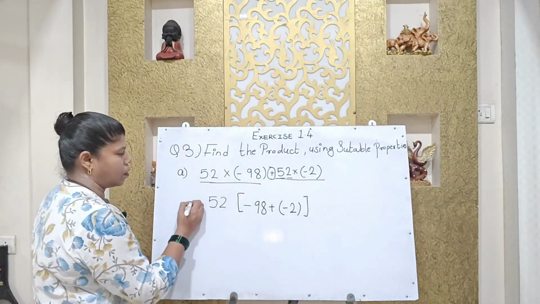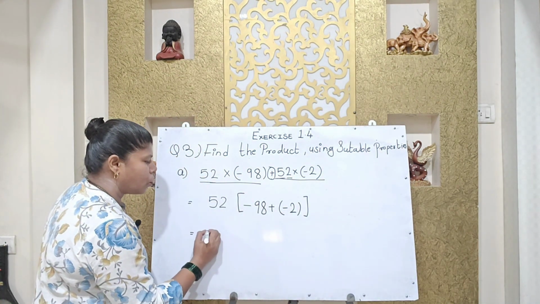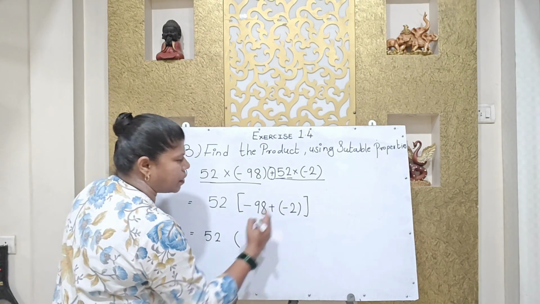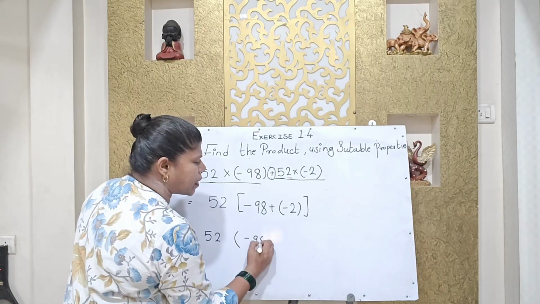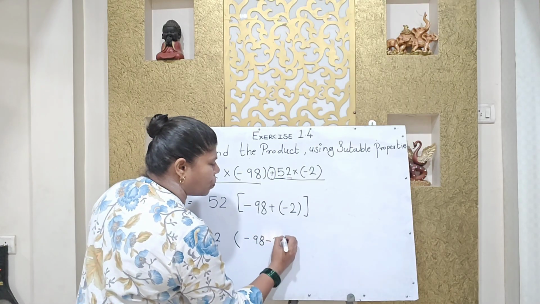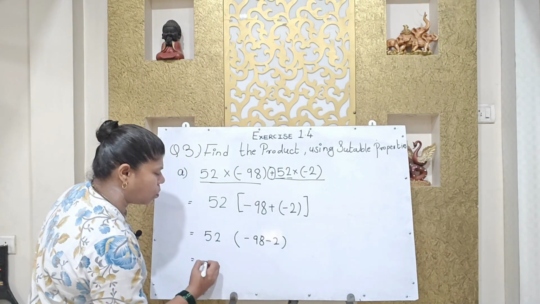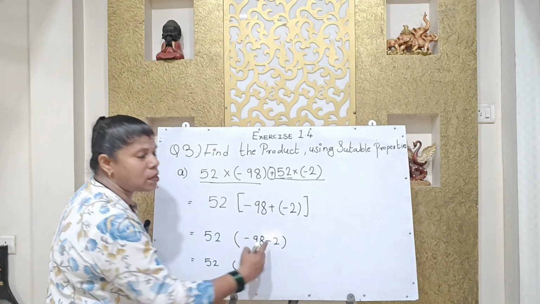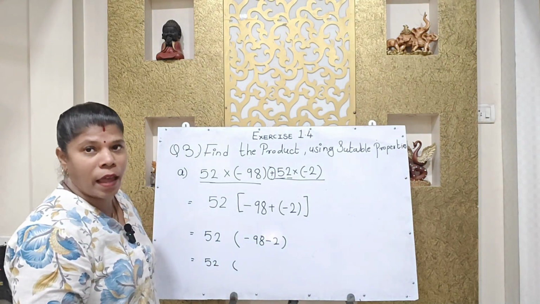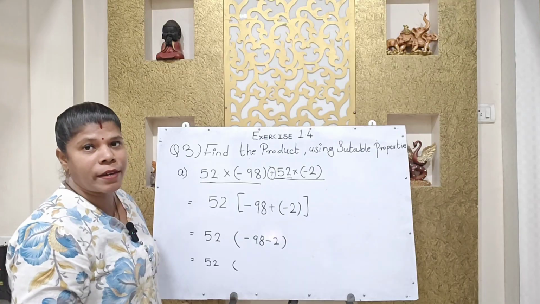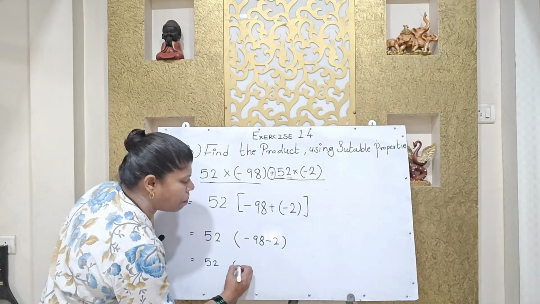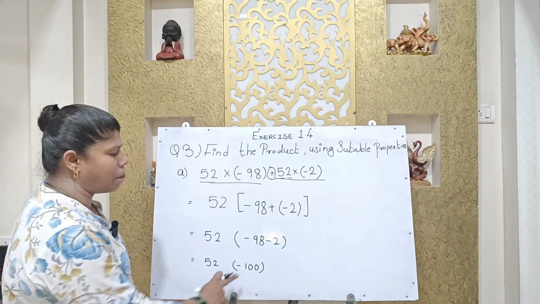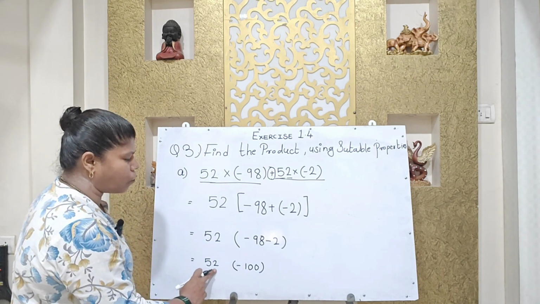Okay. So 52 now in the small bracket, -98 plus -2. Minus minus, opposite sign: we always add and give the sign of the bigger number. So it will be -100. Now multiply -100 with the 52.